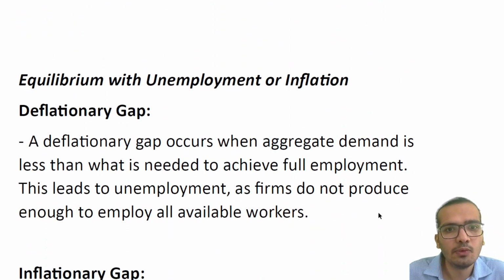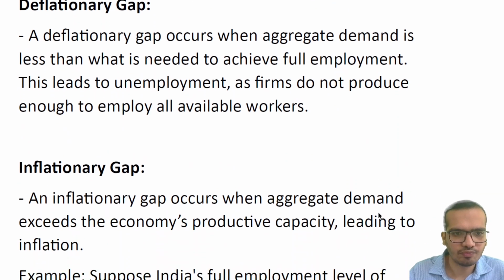Then comes equilibrium with unemployment or inflation. So, deflationary gap. A deflationary gap occurs when aggregate demand is less than what is needed to achieve full employment. This leads to unemployment as firms do not produce enough to employ all available workers. So in case of a deflationary gap, there will be a gap between the demand and what is employed.